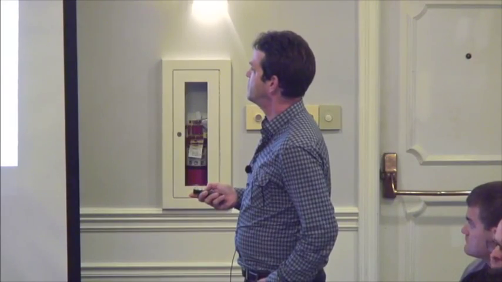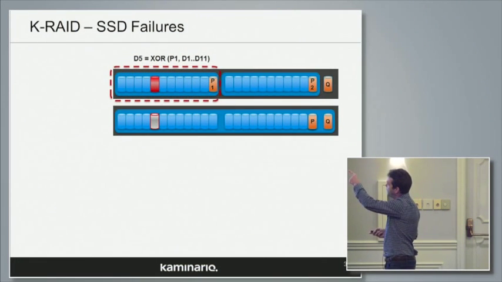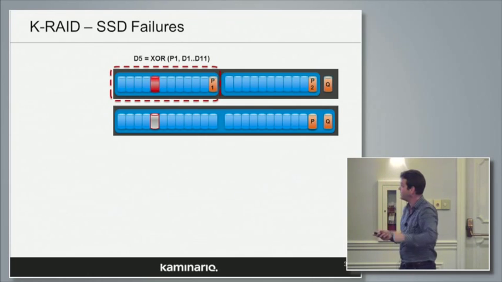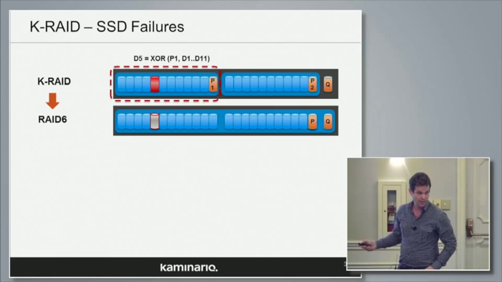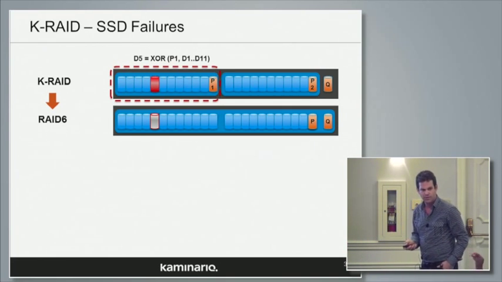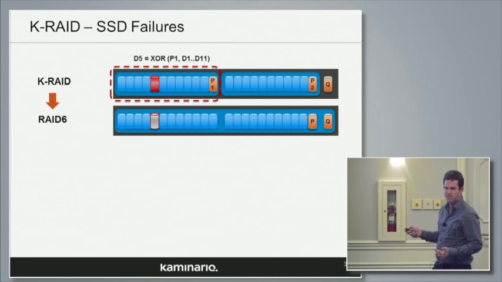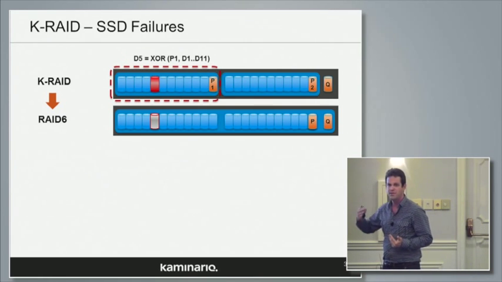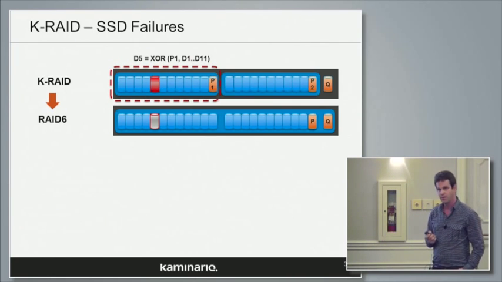Exactly. So we have a failure. To answer your question, we are merging the two, P1 and P2, into a single P. So we are transitioning from K-RAID to RAID 6 after a failure. We are doing it on a stripe-by-stripe basis, so it's not that we have a hotspot of one SSD. Every SSD has some Qs, some Ps, and most of it is data.